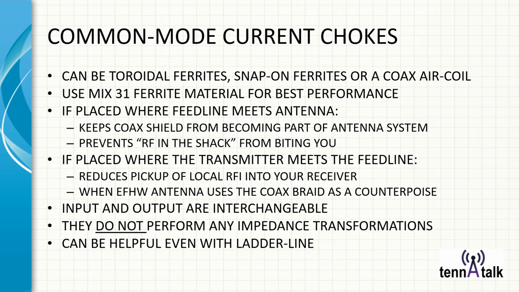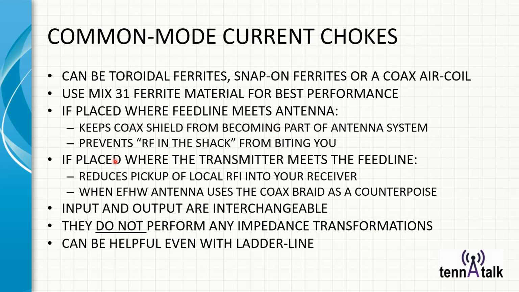So common mode current chokes, or CMCs, can be toroidal ferrites, snap-on ferrites, or even a coax air coil. For the ones that use ferrites, they almost always use mix 31 for best performance. If it's placed near where the feed line meets the antenna, it keeps the coax shield from becoming part of the antenna system and prevents RF in the shack from biting you.